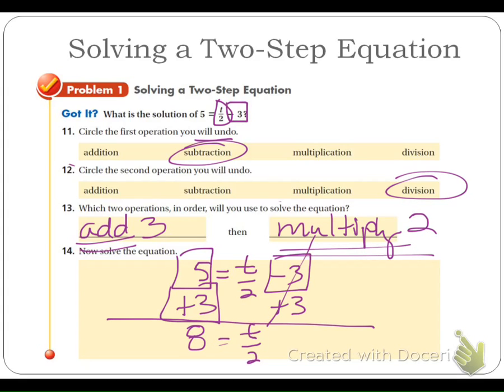Then I need to apply multiplication because I have t over 2. It's under, so I need to move it up and multiply it by 2. Multiply it by 2 on both sides of the equation. The 2 over 2 will cancel out, so I just have t all by itself. And then I just need to simplify the other side of the equation. So 2 times 8 equals 16. My final answer there, 16 is equal to t. Or I can turn it around and put it in standard form, t is equal to 16.